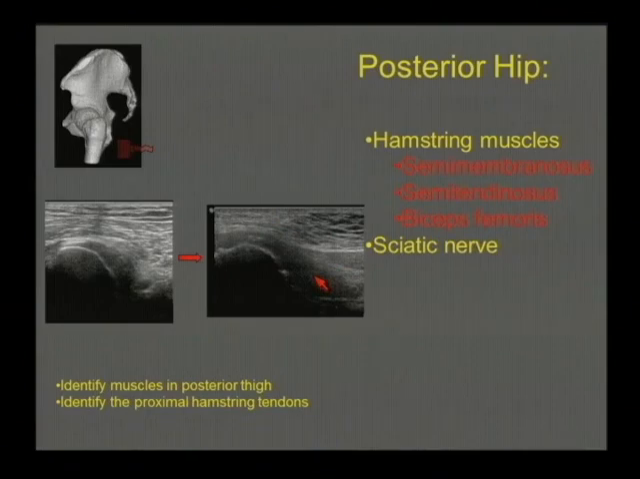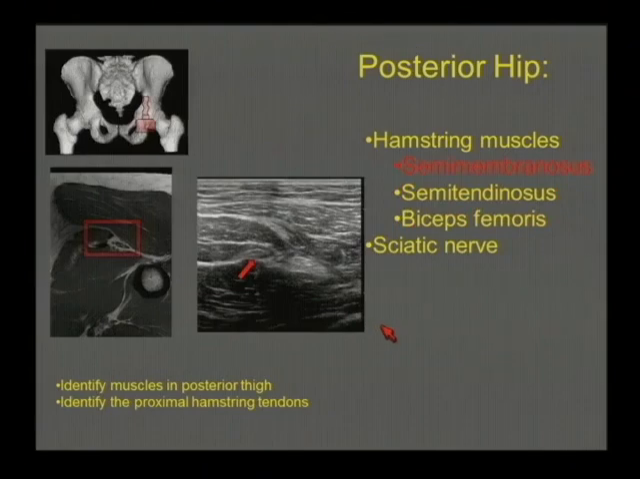Okay, after evaluation in the transverse plane, of course, we turn the transducer 90 degrees, obtain some longitudinal images as well. We're going to go through each of these briefly. They really change quite a bit in appearance as you move from proximal to distal throughout the thigh. So important to be aware of the changing morphology depending on where you have your transducer.